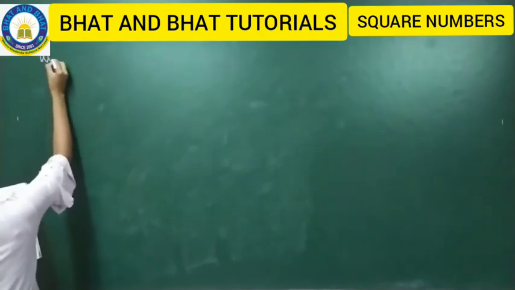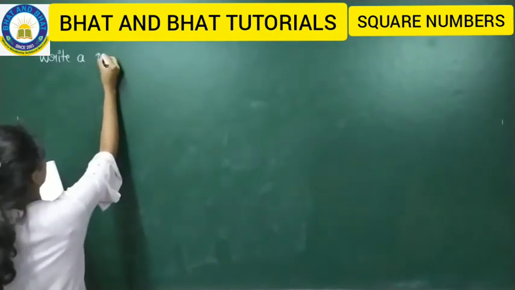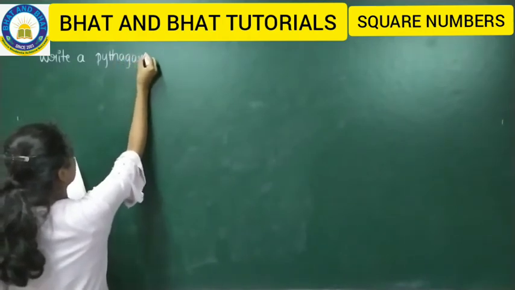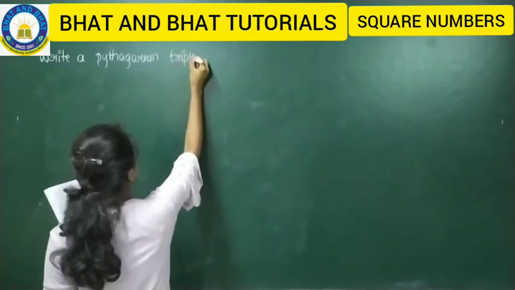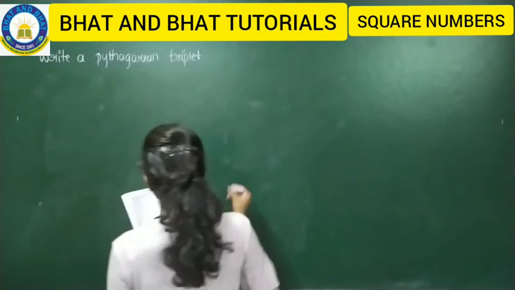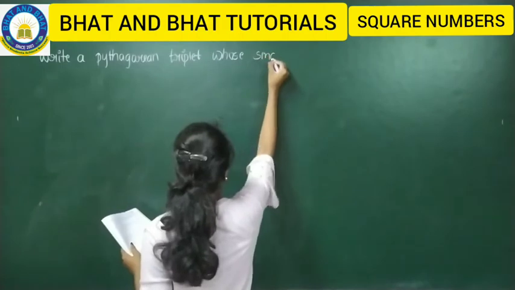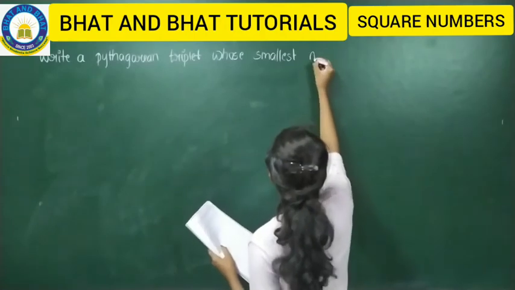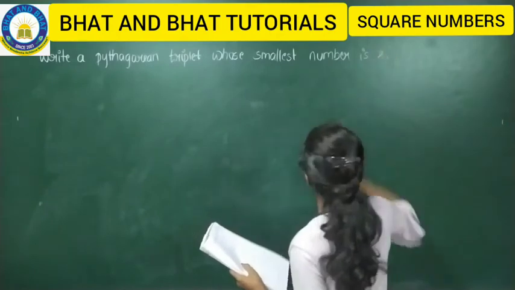So you can copy the question. Write a Pythagorean triplet whose smallest number is 8. Got this?